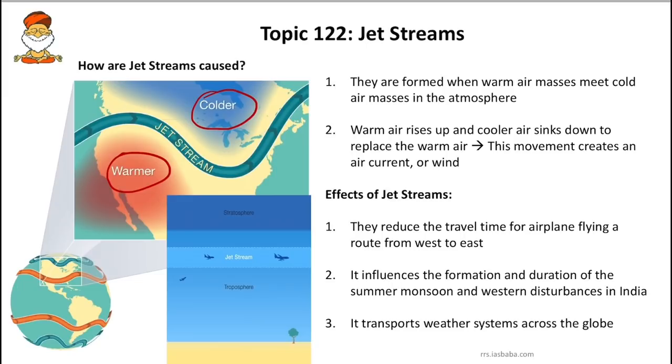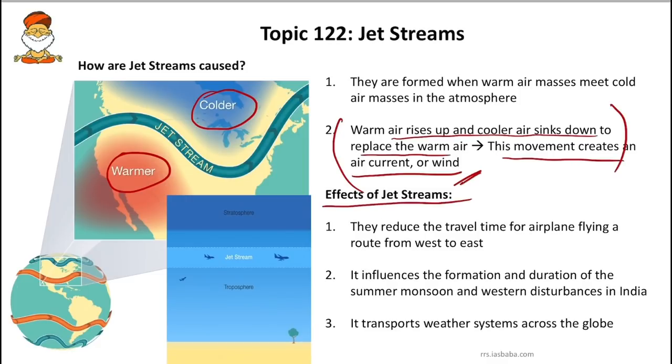This movement creates an air current, or wind. So remember, when Earth's warmer air masses meet cooler air masses, the warm air rises and cooler air sinks down to replace it, and this movement creates an air current of wind. This is very important. So a jet stream is a narrow band of wind, a type of air current that forms high in the atmosphere due to this movement of air masses.